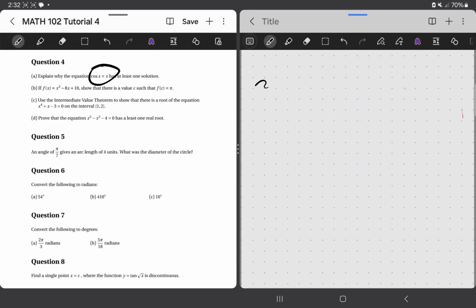So now let's answer this. What is question 4 wanting? Let's answer part A. They are saying, explain why the equation cos x equal to x has at least one solution. So explain why that equation has at least one solution.